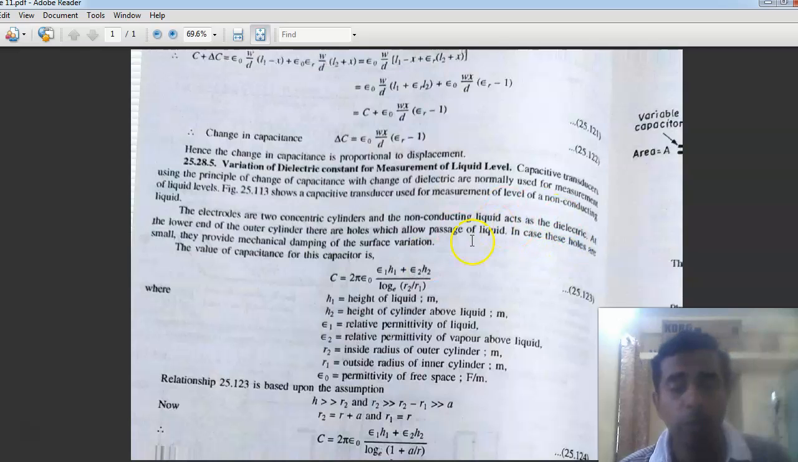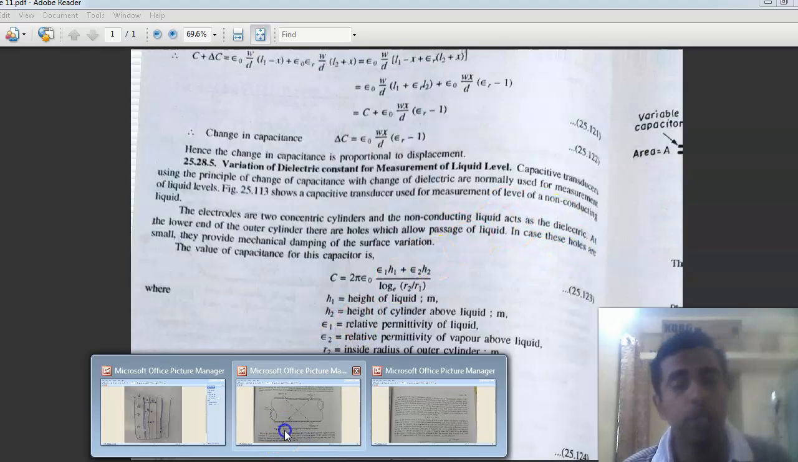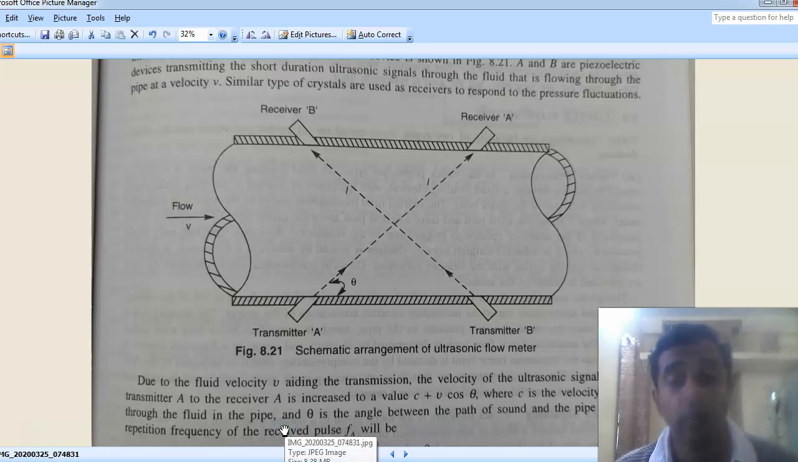Now we move on to the next topic, that is the flow transducers. So here we learn about two types of flow transducers. One is ultrasonic flow transducers and the other is electromagnetic flow transducers, which are given in your syllabus. Now first we'll see what an ultrasonic flow meter is.